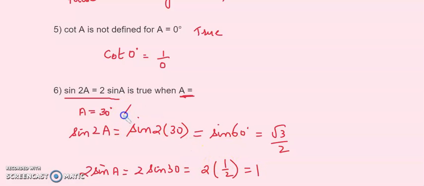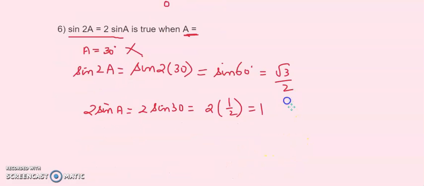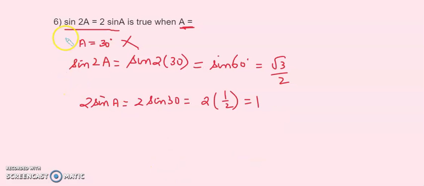So 30 is not working out, right? Similarly, 60 will not work out. So we have to try 45 or 90. Okay, so let's try 90 first. The first trial was wrong, second trial, let's say A is equal to 90. So sine of 2A, will we get a 2A? Not possible, right? So what should we do now? Let's try doing a 45, right?